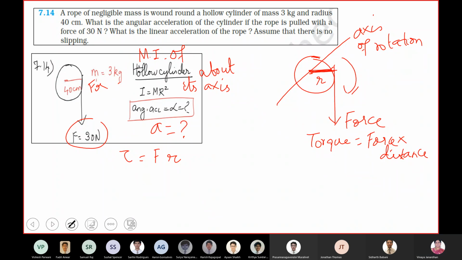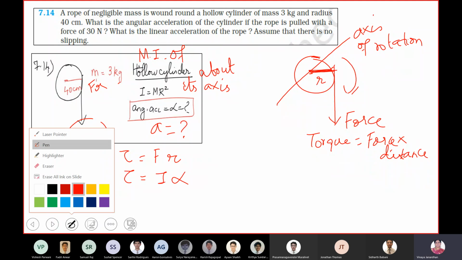Then torque is also equal to I alpha. Are you clear, boys?